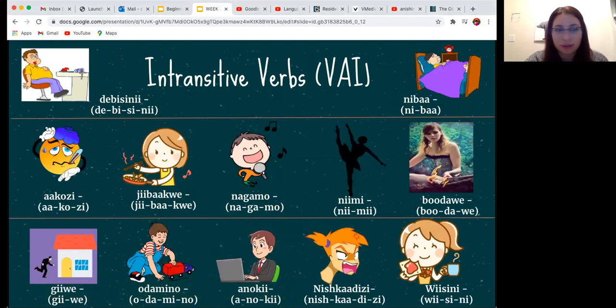So we're going to learn some verbs. All right. So the first one is he or she is full. So debe, debese, debeseni. Debesini. So that means he or she is full. Okay, at the top right corner, he or she is sleeping. Neba. So he or she is sleeping. Okay, and then he or she is sick on the left-hand side. So akoze. So that means he or she is sick.